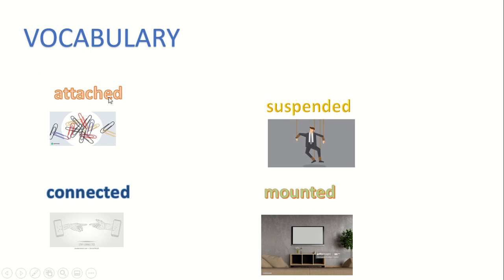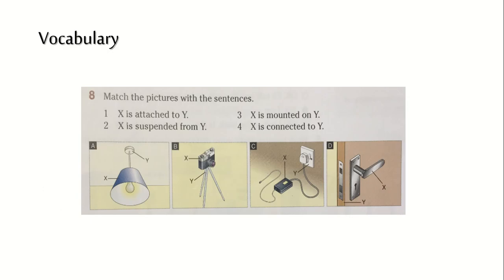Attached. Which preposition do you think comes after attached? Attached to. Connected. Also to. What about suspended? From. The man is suspended from the ceiling. Mounted on. Very good.